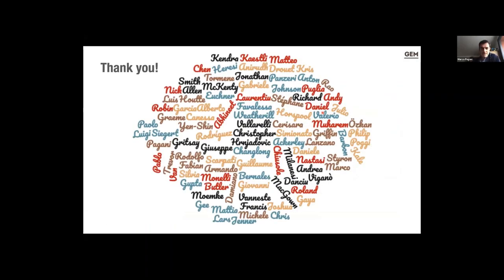This is a word cloud with the name of all the persons that contributed to the OpenQuake engine. They are more than 50. So we are very, very grateful to all of them for their contribution. And of course, we are very grateful to all the organizations that throughout the years have been supporting GEM and helped us in giving resources for maintaining this tool that is freely and openly accessible to all the community.